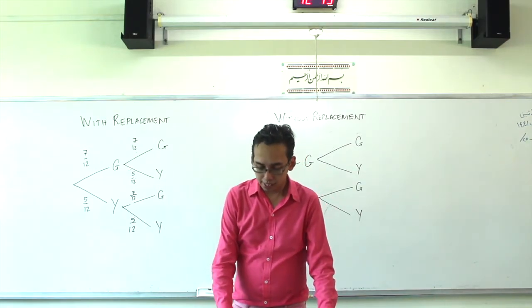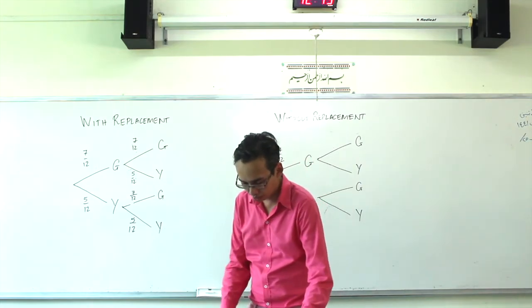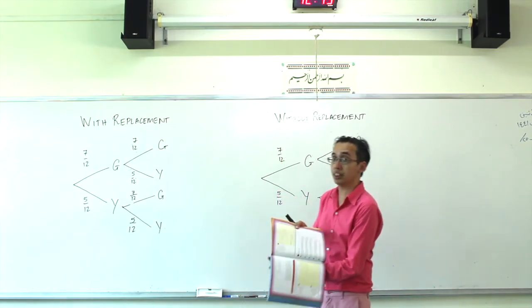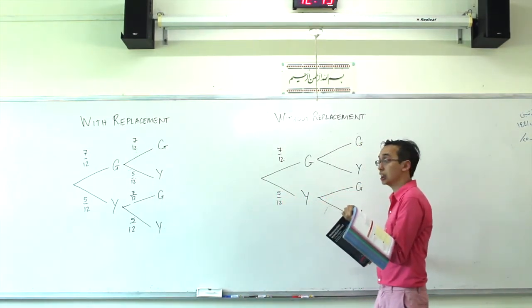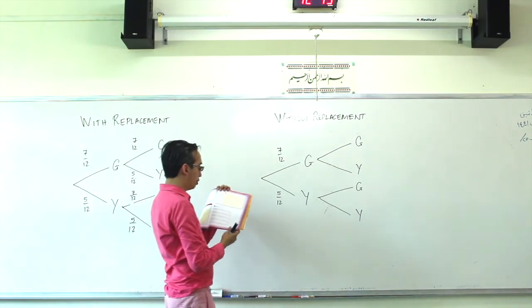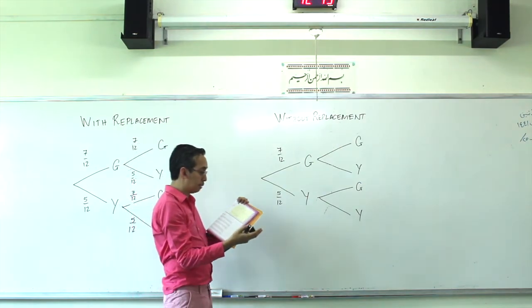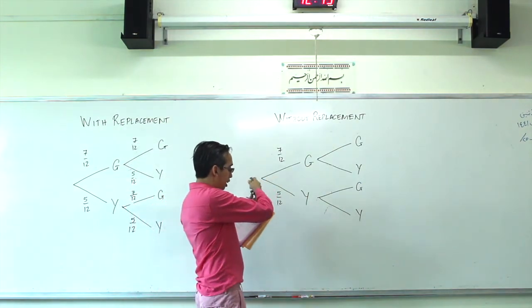Now let's take a look if it is done without replacement. If it is done without replacement, the tree diagram will be as such. Let me go over here. This is the tree diagram for without replacement. The first trial is the same, because nothing happens. But for the second trial, the probability will change.